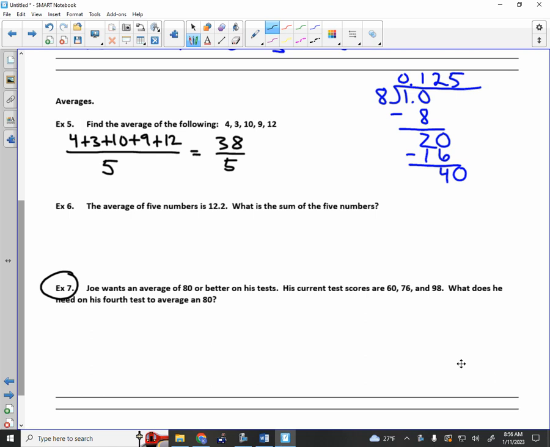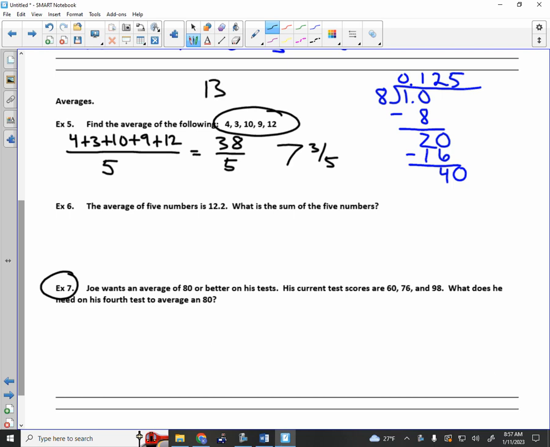Now, you could leave your answer like that. I give you credit, but another way to maybe write it is 5 goes into 38 how many times? 7 with a remainder of 3, right? So 7 and 3/5. Let's assess the reasonableness of our answer, okay? Does it look like 7 and 3/5 could possibly be the average of that? Yeah.